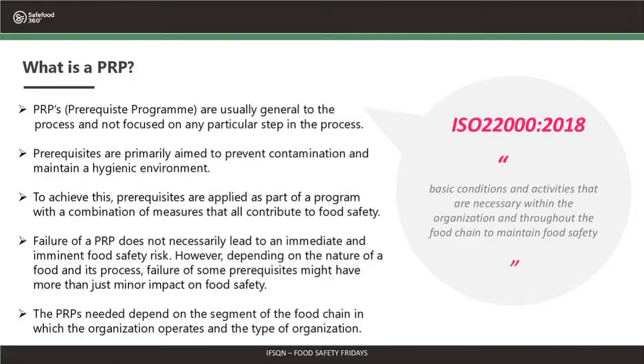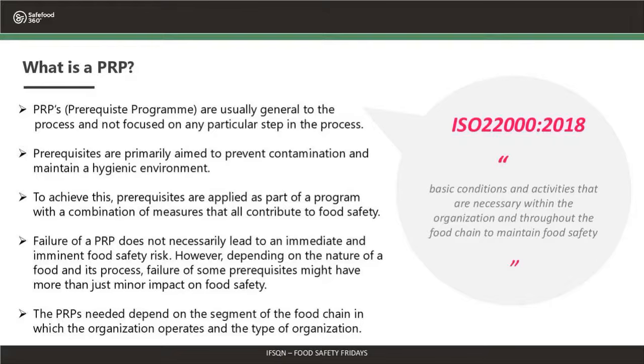And failure of a PRP does not necessarily lead to an imminent food safety risk. However, perhaps depending on the nature of a food and its process, failure of some prerequisites might have more than just a minor impact on food safety. And this word failure is something we're going to see quite a lot throughout the presentation when we're looking at decision trees and so on. We'll see this word failure come up time and time again.